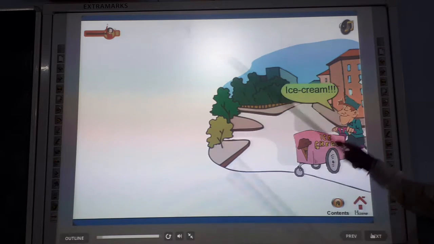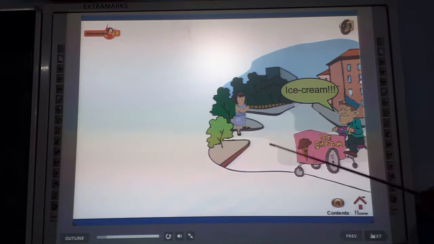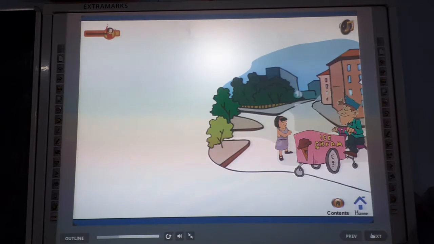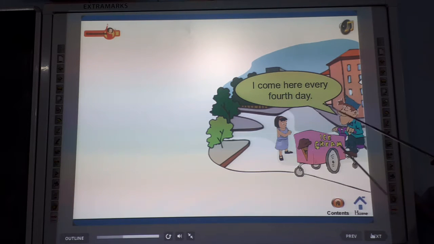Now next, show the diagram. Look at this. I want a mango candy. Why didn't you come yesterday? I come here every 4th day.